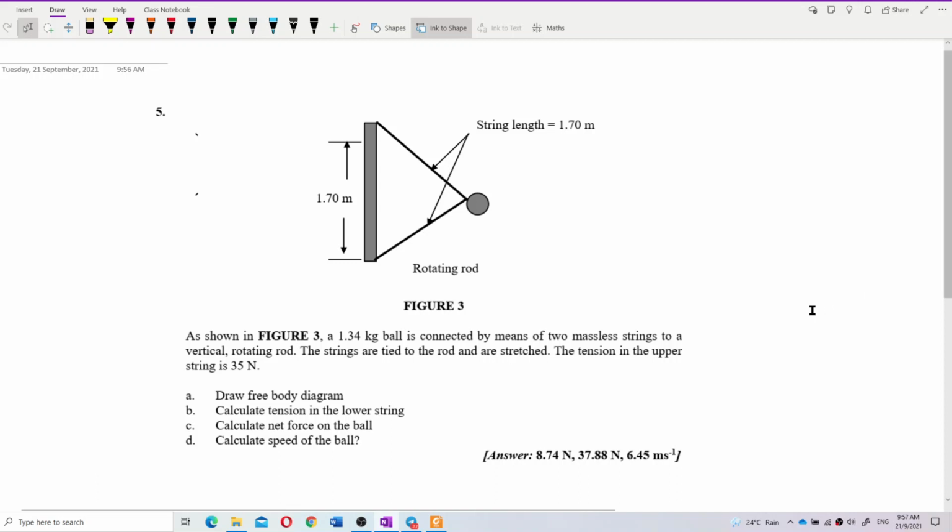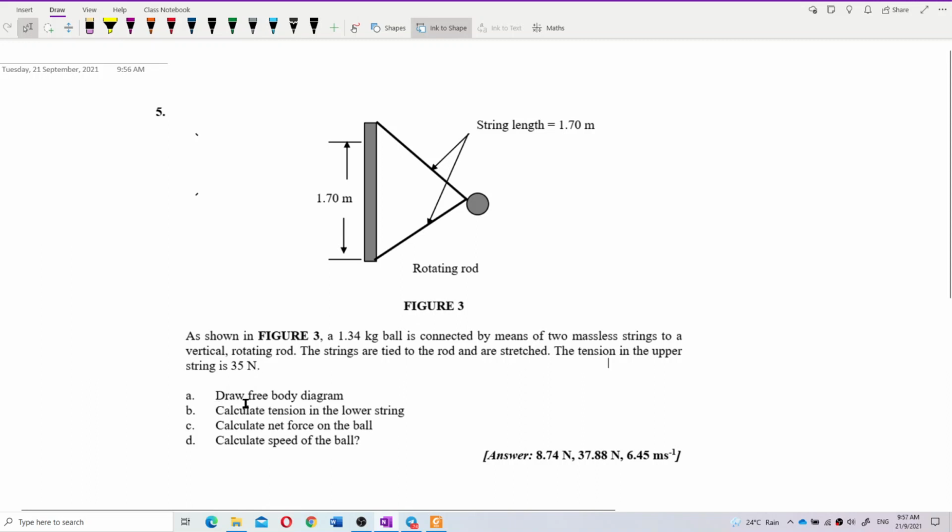Alright, now look at this question. As shown in figure 3, a 1.34 kilogram ball is connected by means of two massless strings to a vertical rotating rod. The strings are tied to the rod and are stretched. The tension in the upper string is 35 Newton.